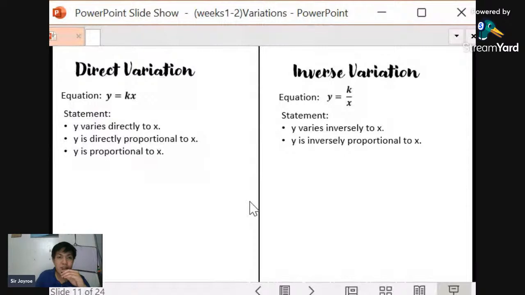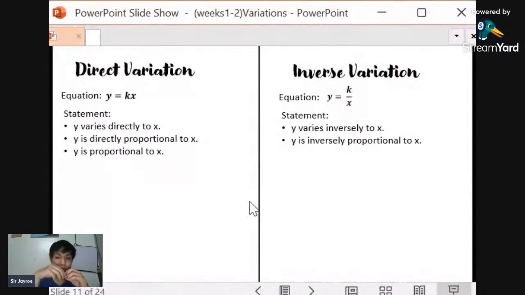Okay? Tingnan nyo ngayon yung issue ng variation. In direct variation, yung k, katabi yung variable. In inverse naman, yung k ay nasa taas nung variable. So that's why it is y is equal to k over x. So yan po ang pagkakaiba. Kapag inverse variation, laging nasa ilalim yung isang variable.